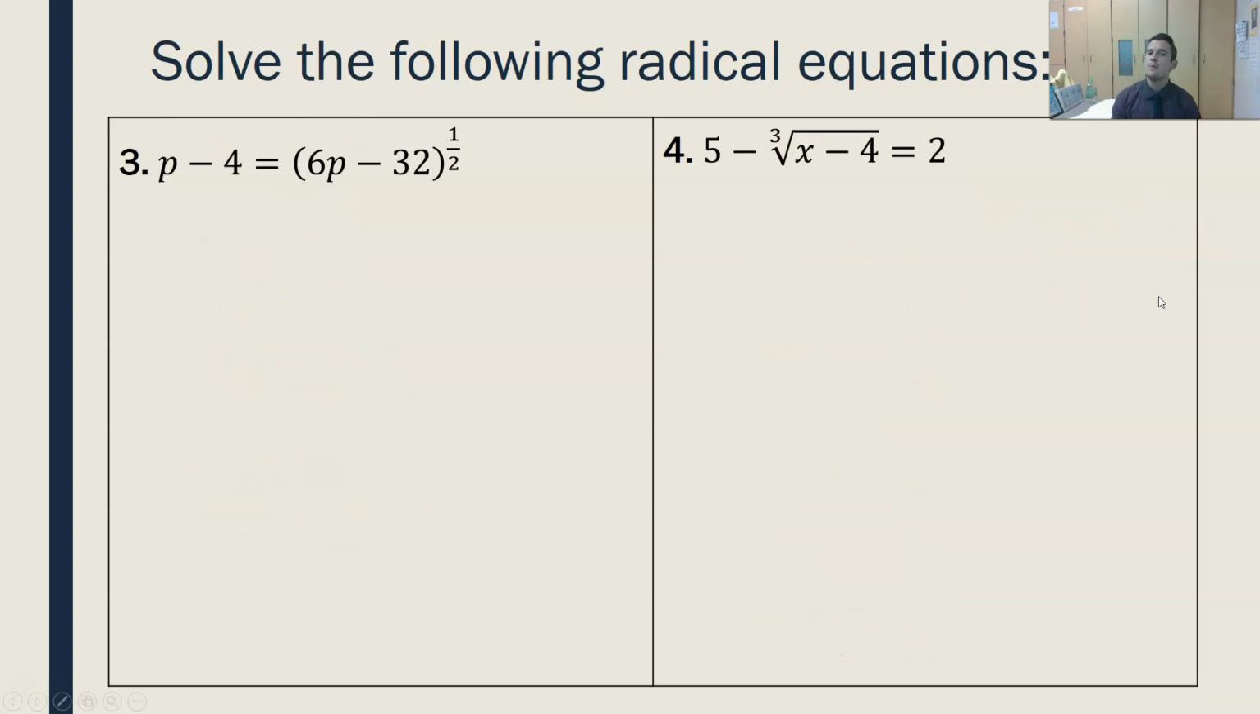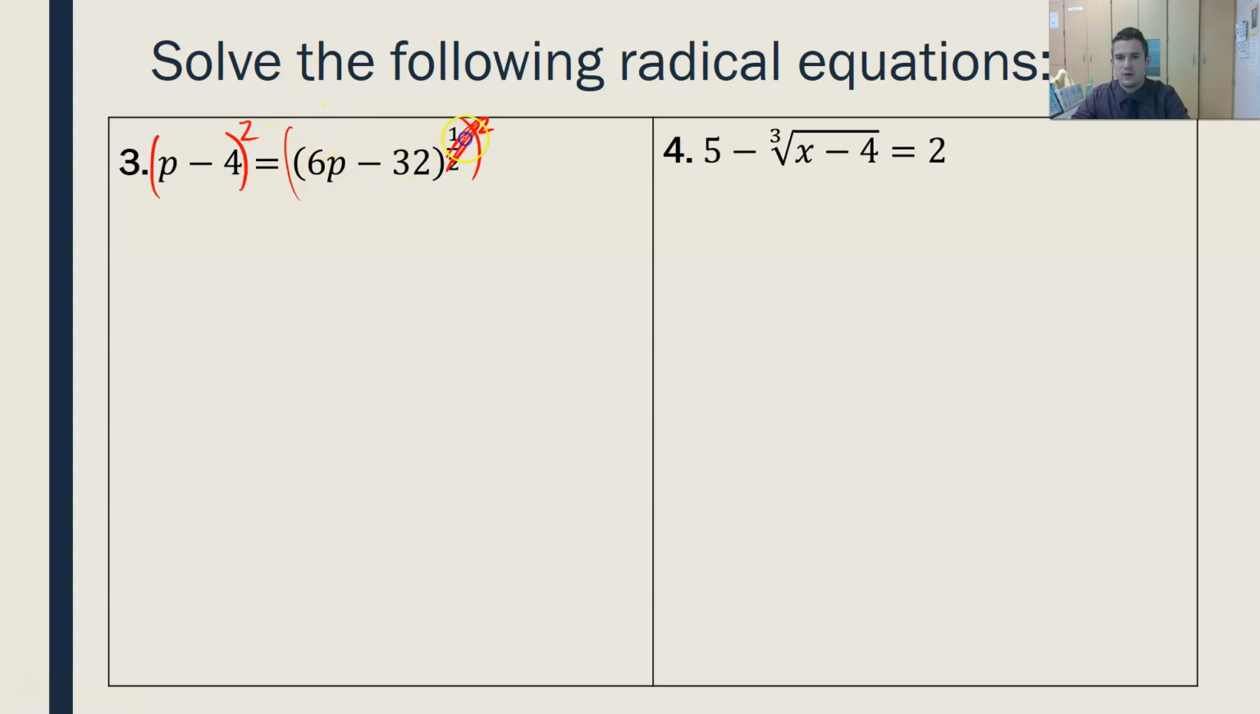Okay, let's look at a couple other examples. So here, these will get a little bit more exciting. Here I have p minus 4 equals 6p minus 32 to the 1/2 power. Okay, don't get thrown off by this fraction exponent. Remember, that 1/2 is really the same as writing a square root here. So, how do I undo something to the 1/2 power? I take it to the second power. I square it. So I'm going to square both sides.